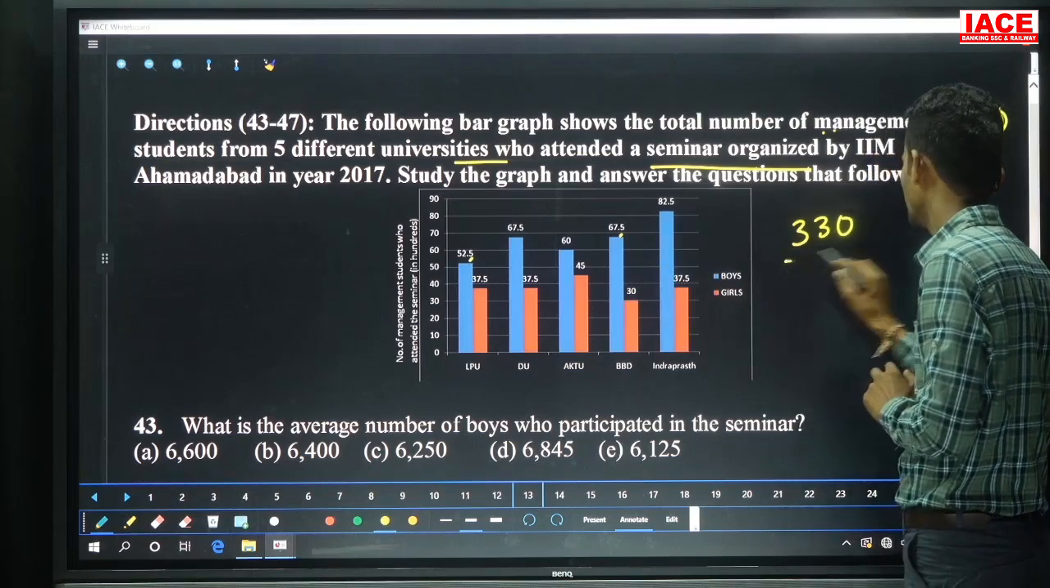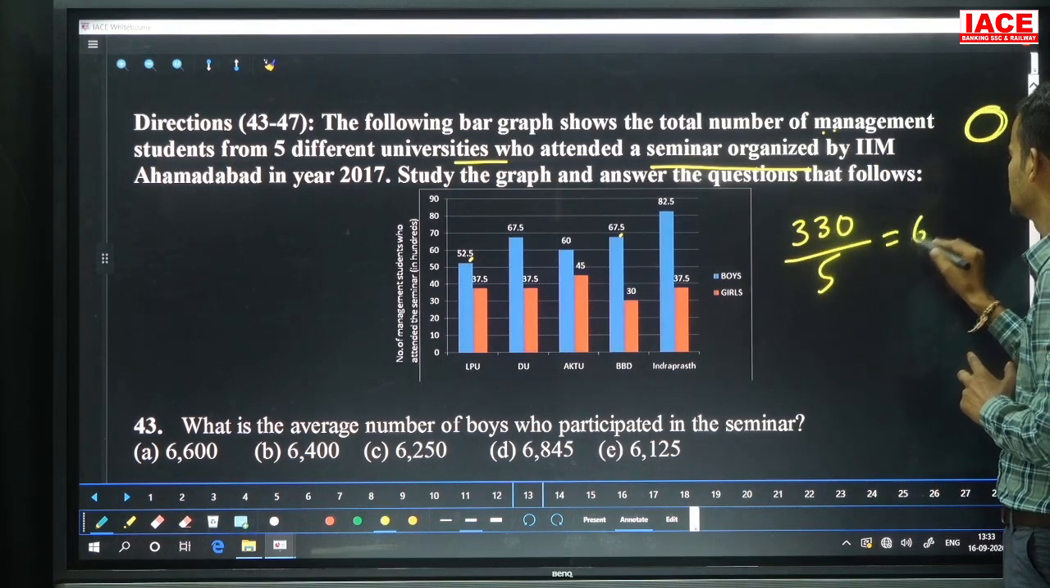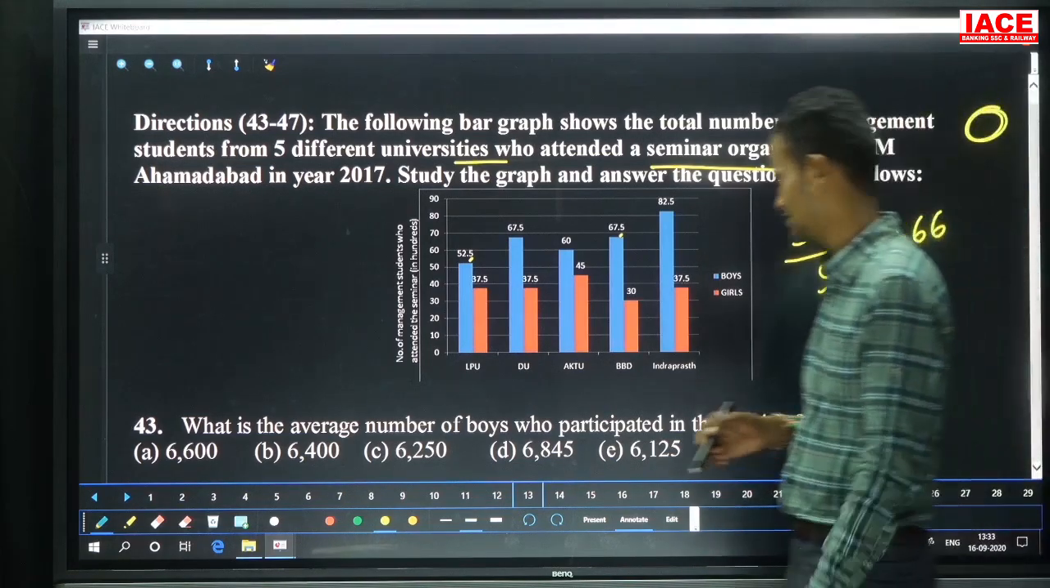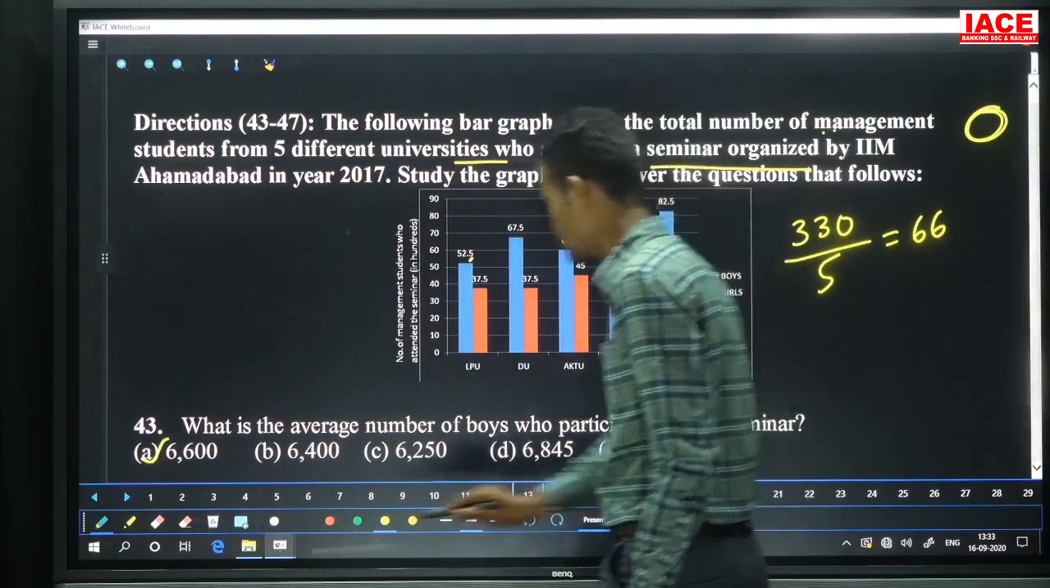330. From how many universities? 5 universities. 330 divided by 5. How much, sir? 66. The answer is 66. So which option is it? Option A. Clear for all? So see the next question.